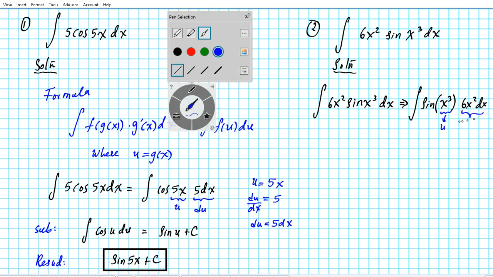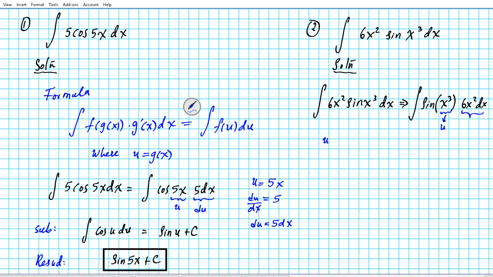What is that? We don't know. Well, let's figure it out. So u is x to the third. So when we differentiate, du using the power rule is going to be 3x squared dx. Okay, so we have 6x squared dx, but du is 3x squared dx. So do you see the relationship here? du is half of this component right here.